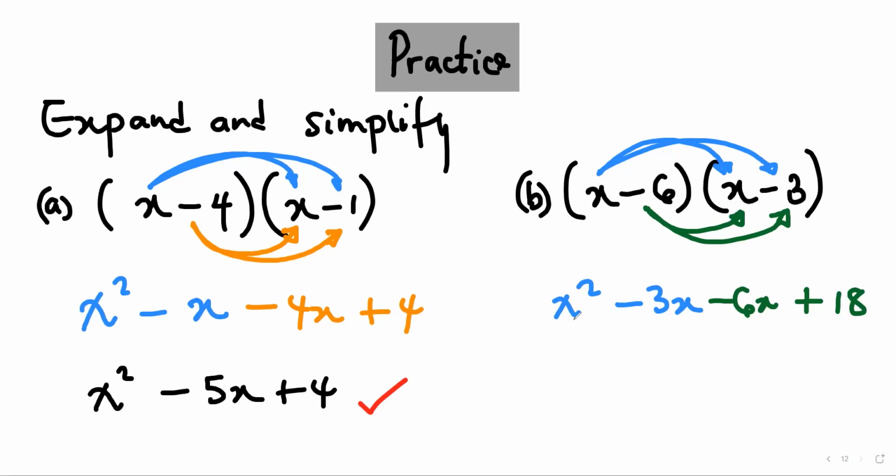Now, to really wrap up our answer, we need to simplify. But first, x squared stays the same. It doesn't really change anything. And then we have here minus 3x minus 6x. What's it going to be? Minus 9x. Thank you. And then what's left? Plus 18. And this is our final result. Now, did you get this question correct? Yeah. Okay.